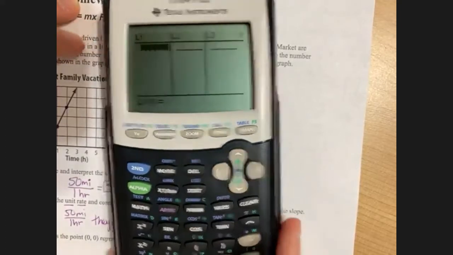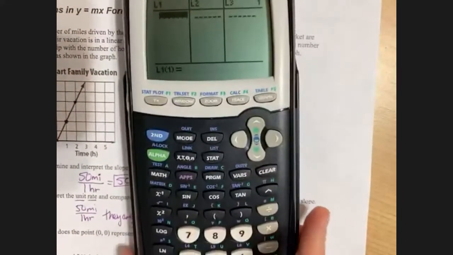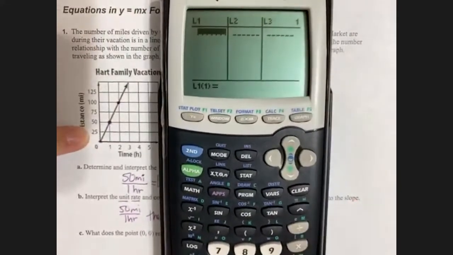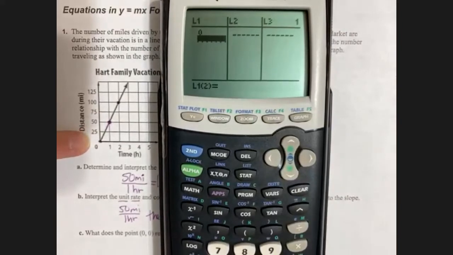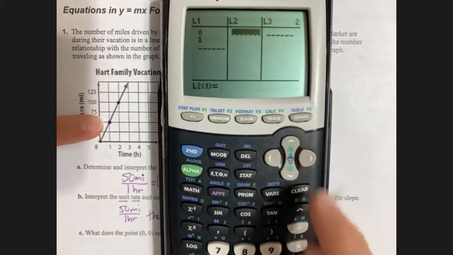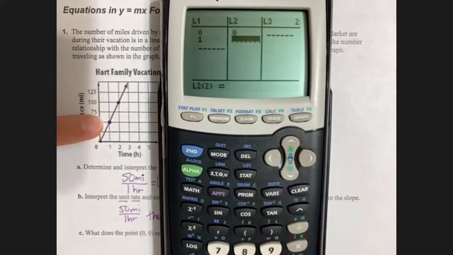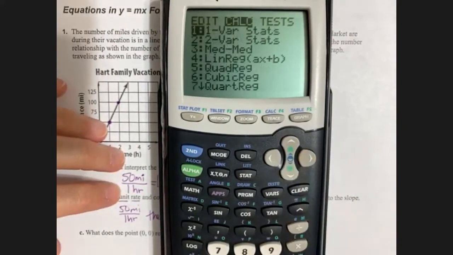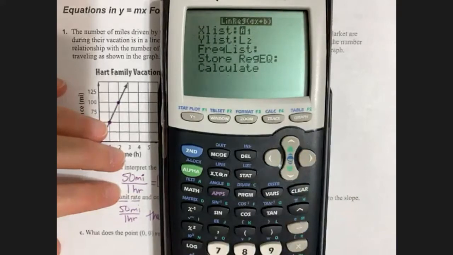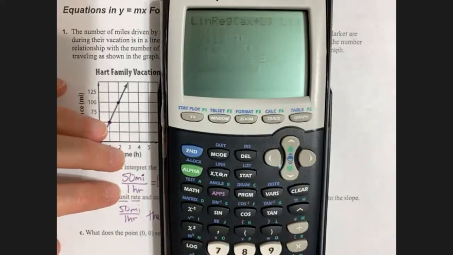And so my points here, I can just choose 2 of them. And remember, I can always use 0, 0, so that makes it simple. So I can do 0 on that. And remember, X's are in the first column, Y's in the second. So it'd be 0 for the first X, and then 1 for the other X. And then it's 0, 0, and 150. And then once I have my points in there, I can hit stat, calculate, and then hit 4, or go down to 4, enter, enter, enter, enter, calculate.